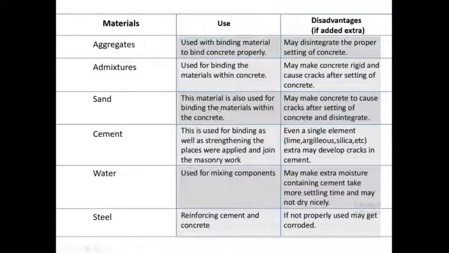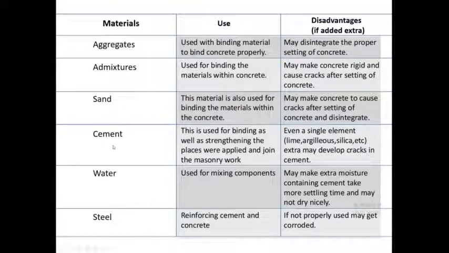Okay. Now all the materials that go into RCC have some usage, some advantages and some disadvantages. So the first material we are going to see is aggregate. Aggregate is basically gravel or crushed stone. Aggregate is used along with the binding material to bind the concrete properly. But if it is added in excess, it may disintegrate the proper setting of the concrete. It disturbs the setting of the concrete.